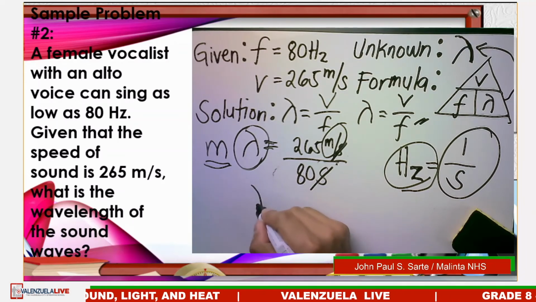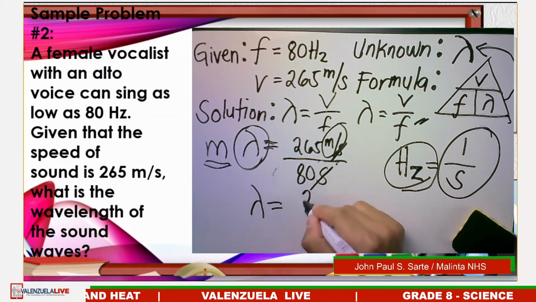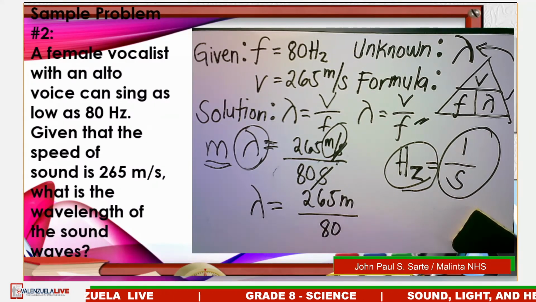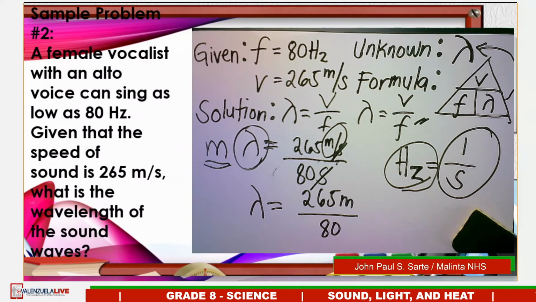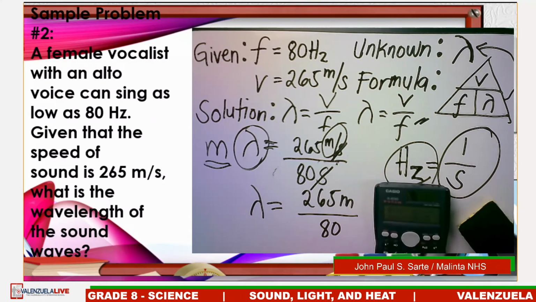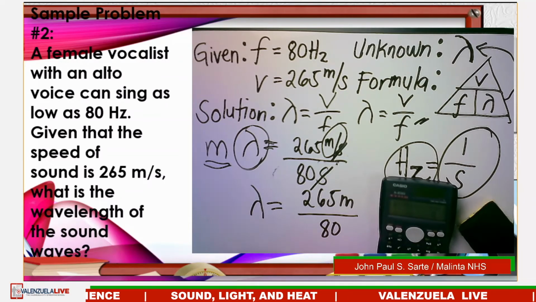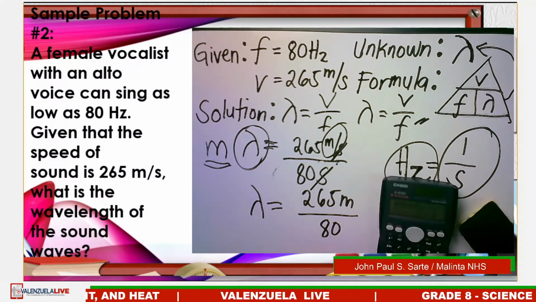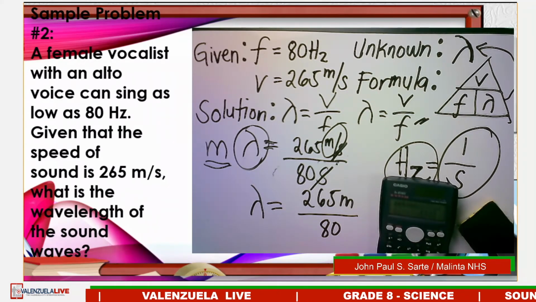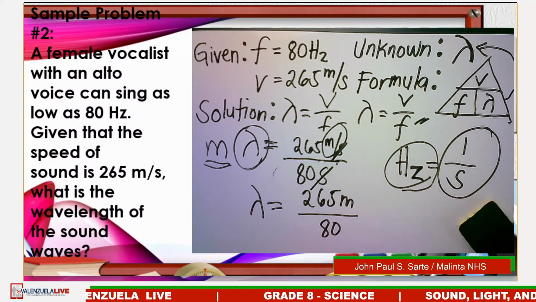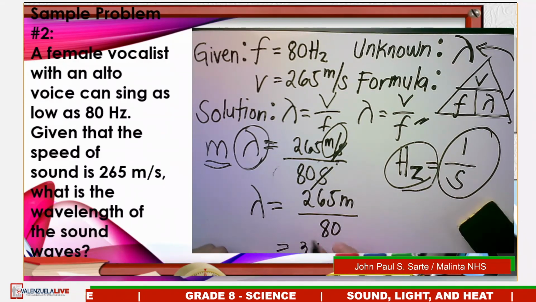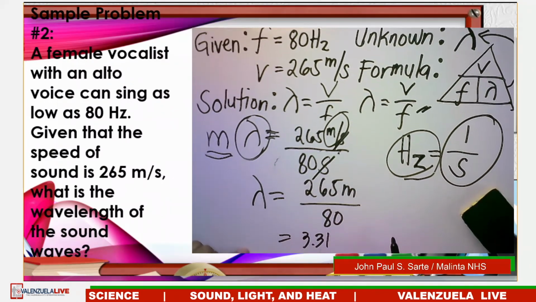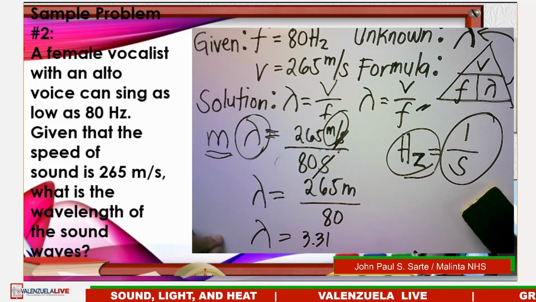And the remaining unit is meter. So, wavelength is equal to 265 meters per second over 80 per second. So, what should be the answer? Can anyone answer my question? 265 over 80. It should be 3.31. Okay? 3.31, that is the value of the wavelength.